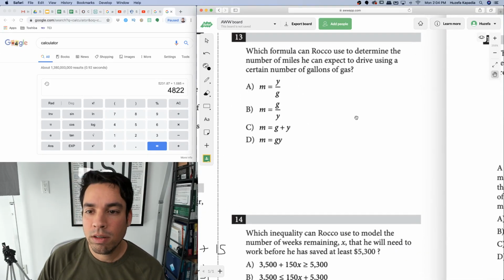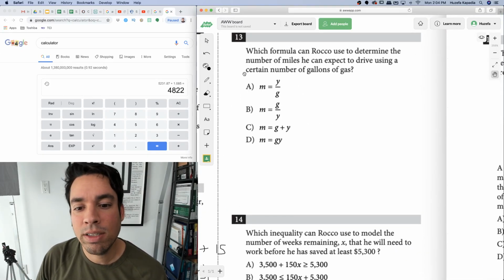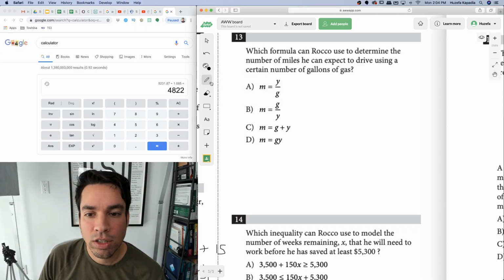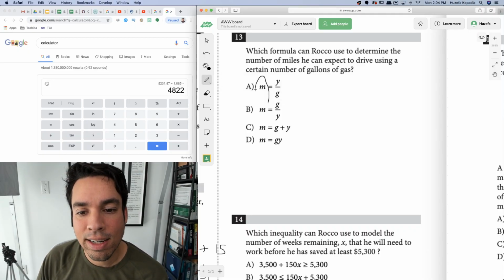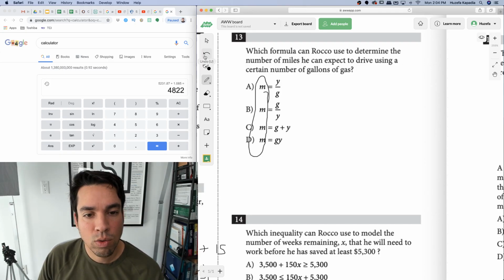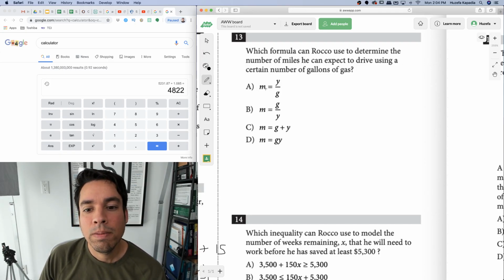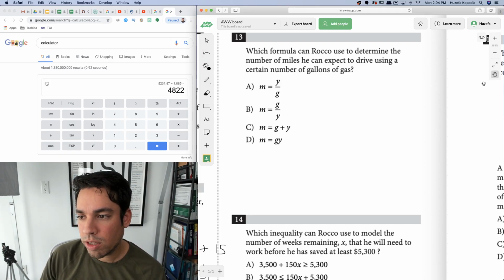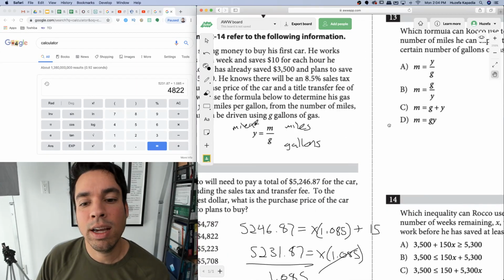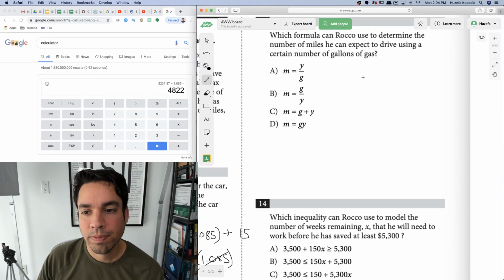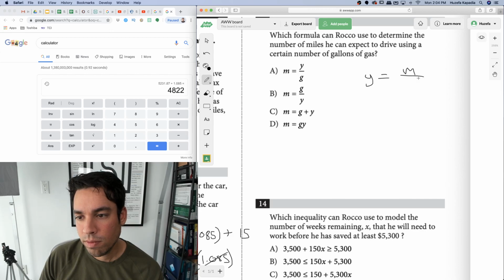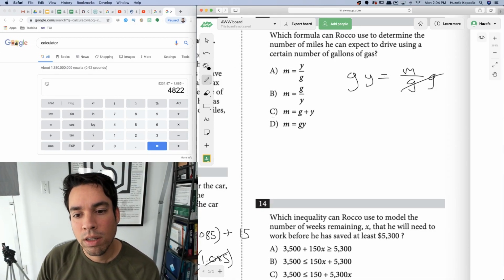Which formula can Rocco use to determine the number of miles he can expect to drive during a certain number of gallons of gas? Look, again, it's really an isolating quantities question. That's it. So all we're doing is we're taking our original equation and isolating M. Y equals M over G. Multiply both sides by G. Boom. It's Y times G. Or G times Y.